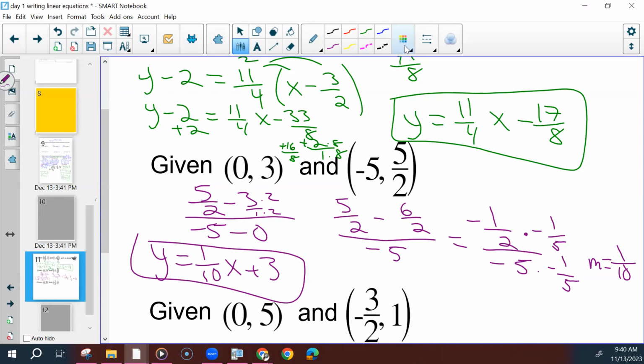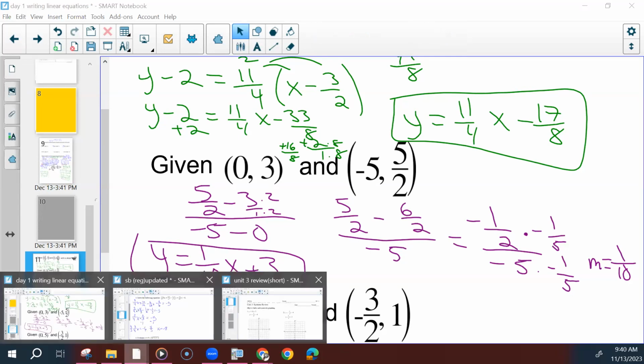Open up your iPads and Desmos. And this will help you do the last one. It will help you do the rest of the problems in the packet. It will help you do the math. But you will not have this on your test. So use it to check yourself, use it to practice, but don't use it to give you the answer and not know it.